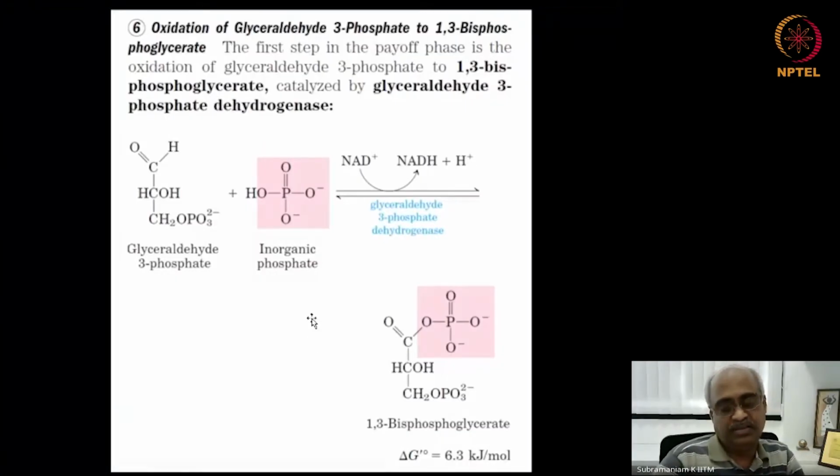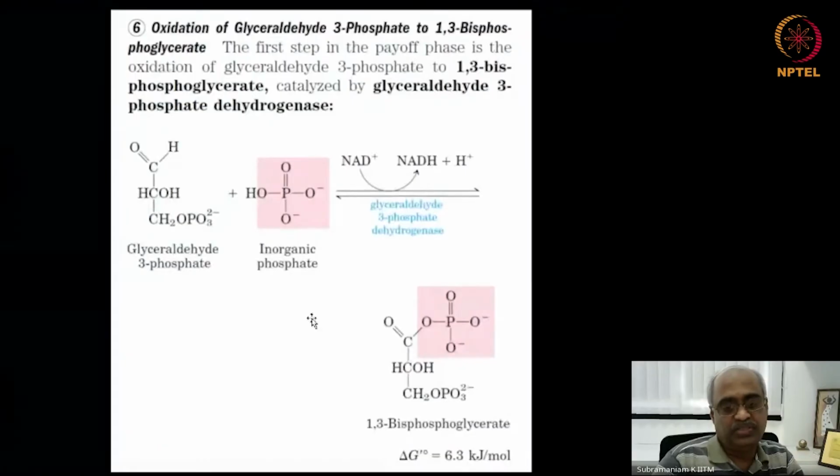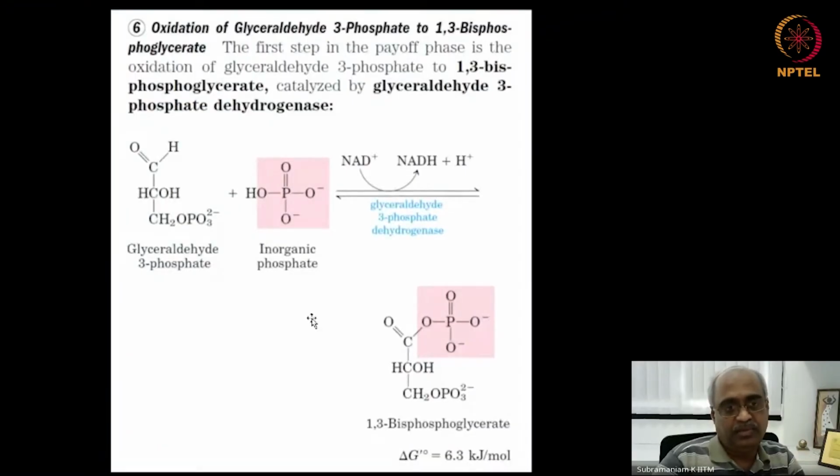The steps we saw previously, like glucose to glucose 6-phosphate, and then fructose 6-phosphate to fructose 1,6-bisphosphate, are preparative steps where the bonds are energized, like the poor leaving groups are replaced with a good leaving group, in this case phosphate. So those steps are called the preparative phase. Now this is the first step where you see energy yielding. Energy yielding in the sense that here the electrons are transferred to reduce NAD.